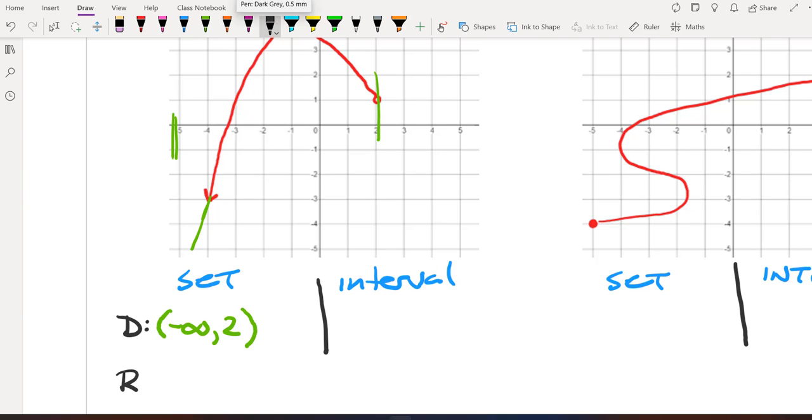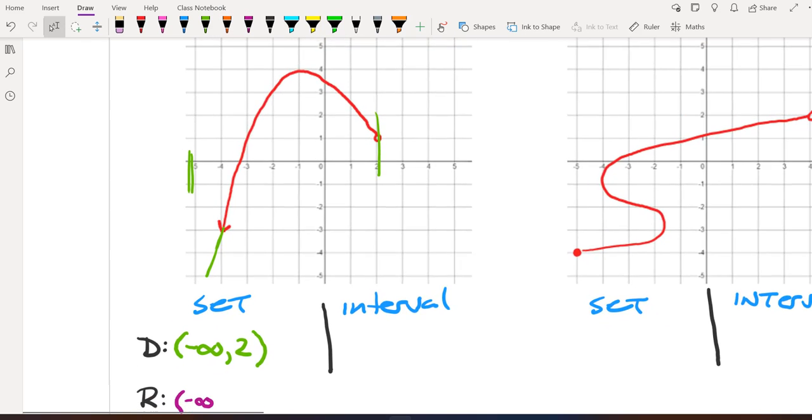Range. We're looking at the y values. What's the lowest it can be? Negative infinity, because this line goes down forever. It doesn't have a bottom, it just goes down forever. It's never going to stop going downwards, so it's negative infinity in that direction. And the infinities always get the round brackets.